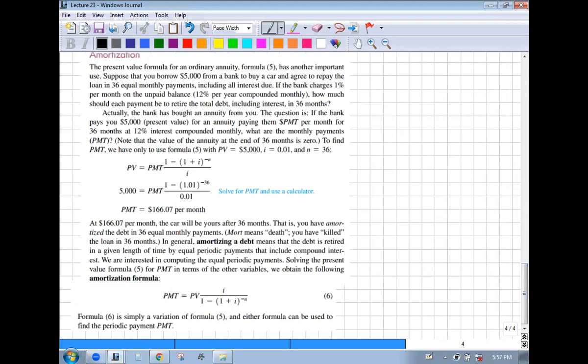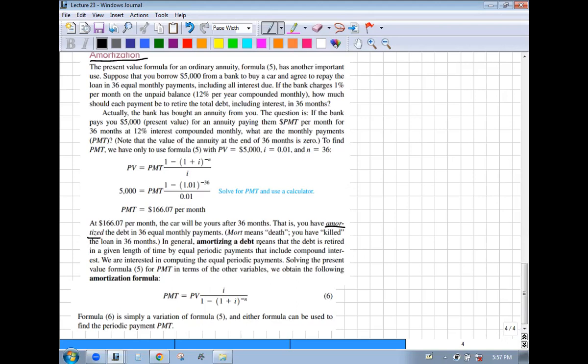So this is where we're at in the book. We did this part, right? There's the car loan example. We just did that exact same part. In this example, to pay off the car, we're paying $166.07 a month. This is where we left off. After 36 months, this $5,000 loan has been amortized. So what we're looking at now is amortization. It's the same formula from the last class. We're just using it differently.